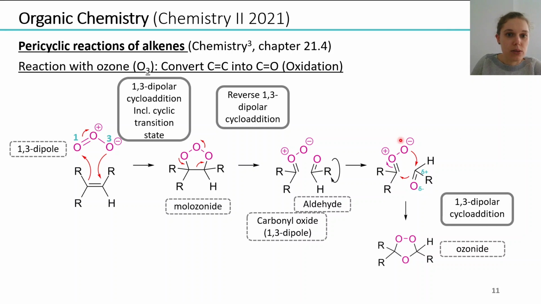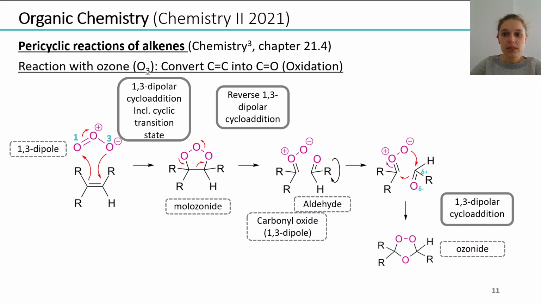That means we have a concerted reaction where all electron pairs move at the same time. So we have the attack of this negatively charged oxygen. The electron pair moves towards this carbon atom. At the same time, one electron pair from this carbon-oxygen double bond will move towards the other carbon atom. And then this electron pair of this carbon-oxygen bond will move towards the positively charged oxygen. And afterwards, we have this final product, which is the ozonide.